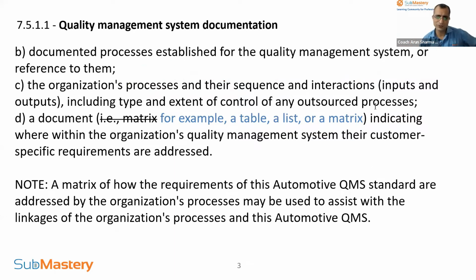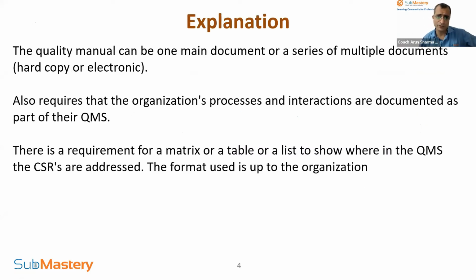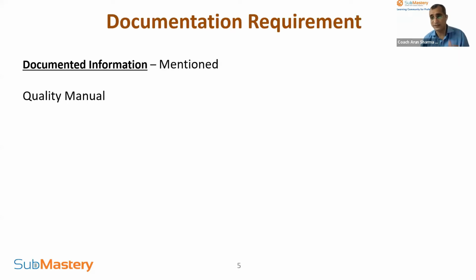I'll also show quickly the case study for CSR metrics, and I'll also show you some example, so that you get reference. So quality manual can be one main document, bulky, wherein you have different documentation in one particular document, or it can be a series of multiple documents, right? So yes, you require this, and the matrix or table will be good enough. So we talked about this. And is it mandatory? Yes, it is mandatory. Quality manual in IATF is mandatory.